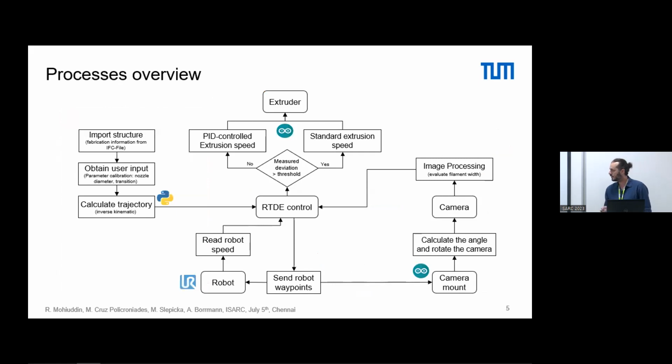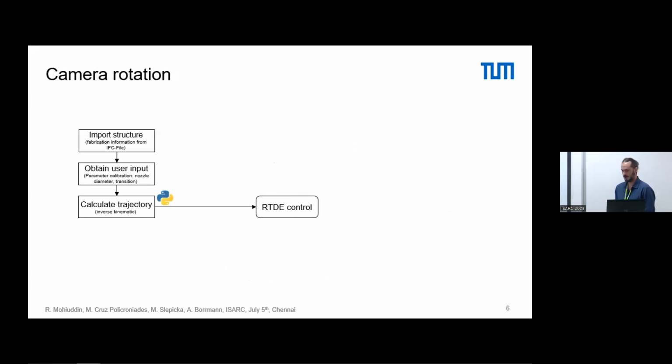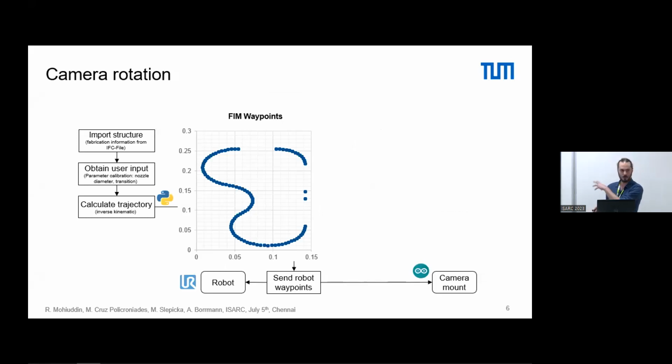Here's a little overview of all the processes involved. I will go into detail on every bit of it. At the center of it, we do have the RTD control. This will be the topic of the next presentation, so if you have any questions, wait for the next presentation. For now, just think of it as a list of waypoints that is sent to the robot via TCP/IP connection. With this connection, we can move the robot.